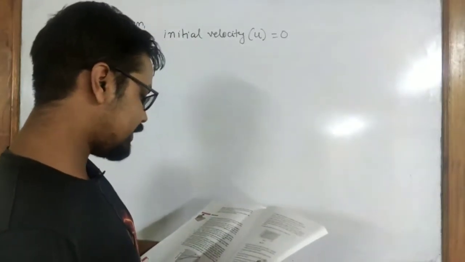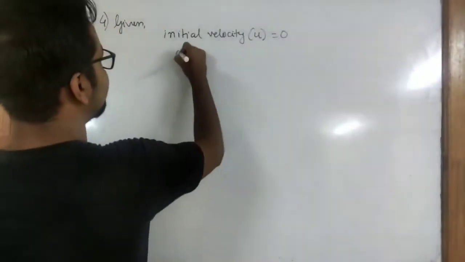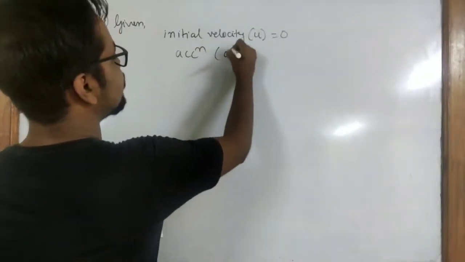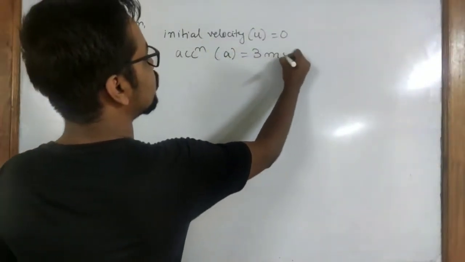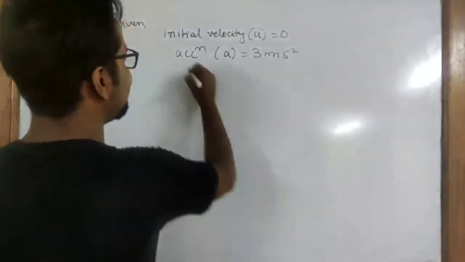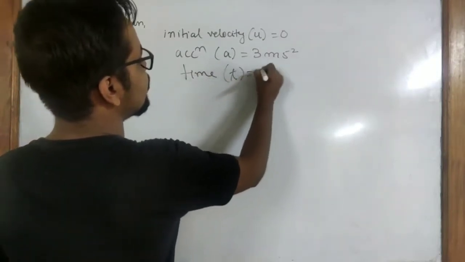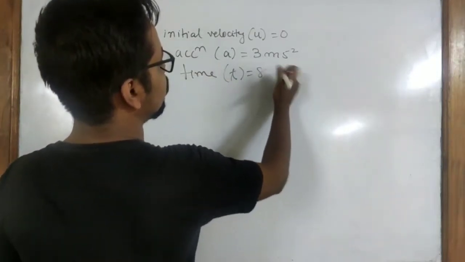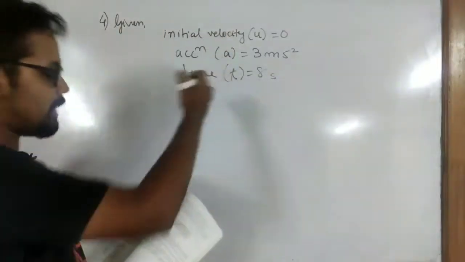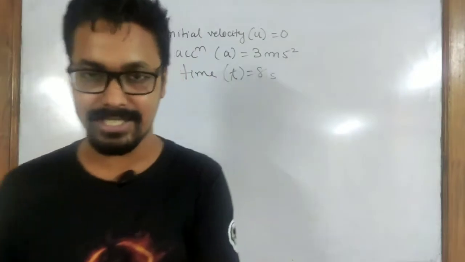Now it moves in a straight line at a constant acceleration of 3 meter per second square. That is, acceleration is given. Acceleration a is 3 meter per second square. Acceleration is given for 8 seconds. 8 seconds means the time t here is 8 seconds. Okay. So these are the things that we have. How far does the boat travel during this time? So we have to find the distance.